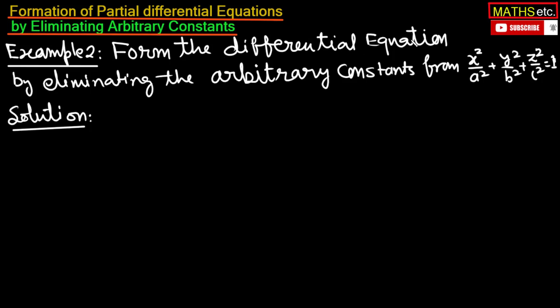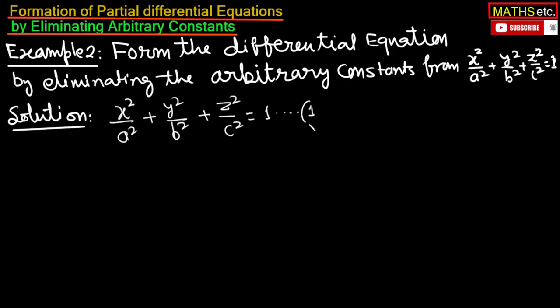Example 2. Form the differential equation by eliminating the arbitrary constants from x square by a square plus y square by b square plus z square by c square equal to 1. So we have got an implicitly defined relation between three variables x, y and z, given by x square by a square plus y square by b square plus z square by c square equals 1. And geometrically we know that this represents an ellipsoid, the surface of an ellipsoid, right?